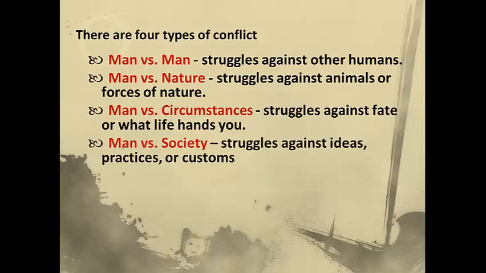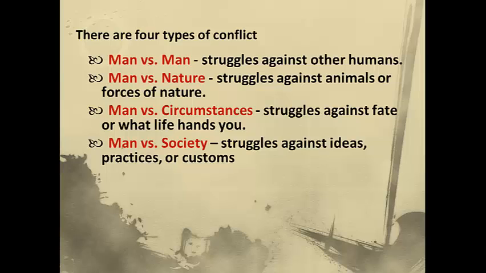The last one is man versus society. This is where we struggle against ideas, practices, or customs. You're going to read a short story called The Lottery. The Lottery is about a group of people that have lived by a tradition or a custom for the last 200 years, and they're starting to think this isn't such a good idea. They're starting to struggle against the custom. So it's a man versus society conflict.